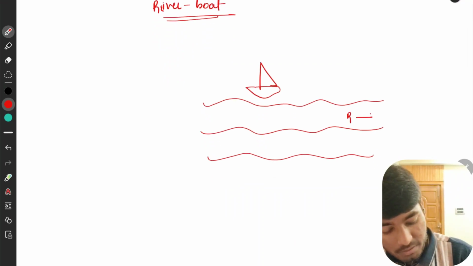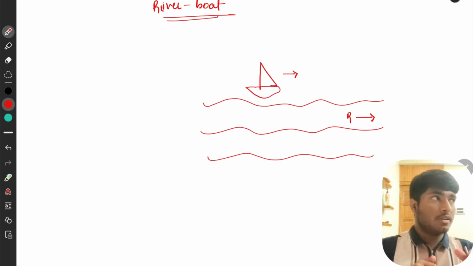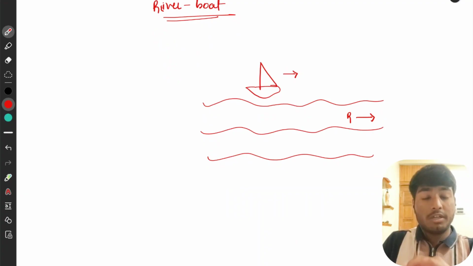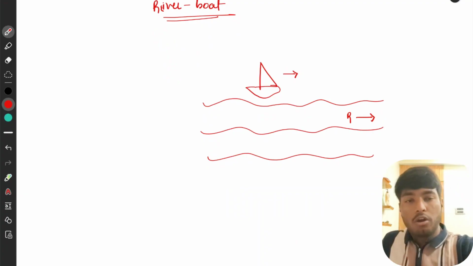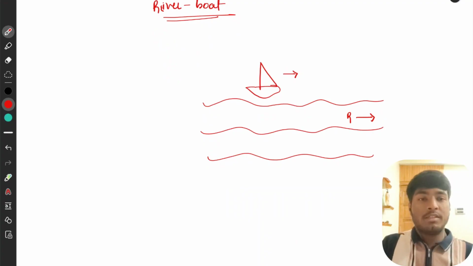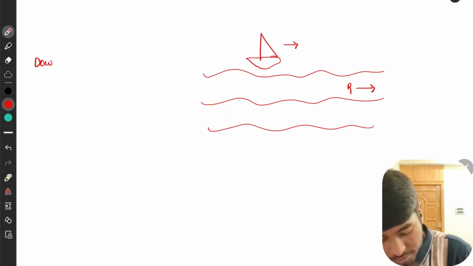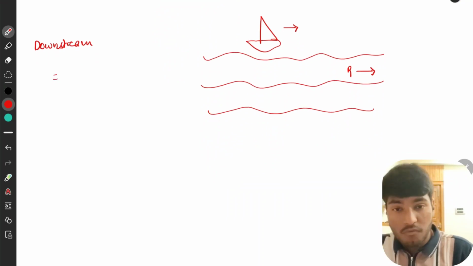If I say that the river is moving in this direction and the boat is also moving in this direction, just take an example: the river is flowing in this direction, and you are also moving in this direction. Don't you find it easy? The river will take you along with itself. So that is the scenario here. This scenario is known as downstream. Downstream means the river is taking you along with itself.